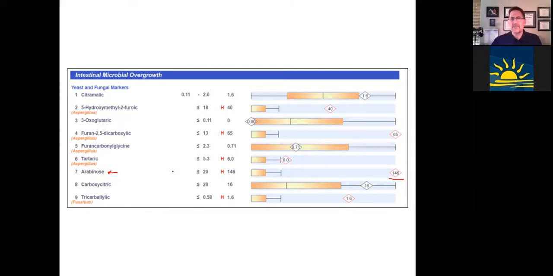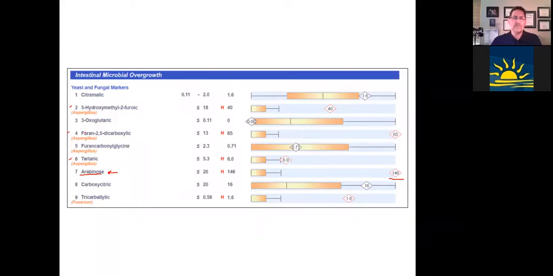Now, everybody's going to have a little bit different reference range. The reference ranges on the organic acid test are less than 13 years of age, greater than 13 years of age, male or female. So who you're working with will determine their specific reference range. But a 146 of an Arabinose is fairly high. What you'll also see in this individual is they do have some markers for Aspergillus exposure, and those would specifically be 2, 4, and 6.